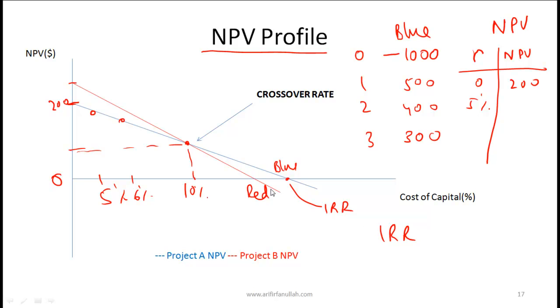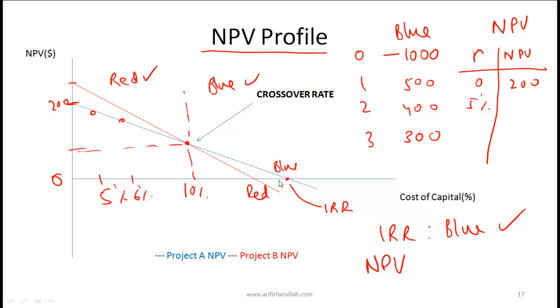Now the question that might also come up is which project is better. If you are doing purely an IRR analysis, then you would pick the blue project over the red project because the blue project has a higher IRR. So you would say that blue is better. But if you do an NPV analysis, then it depends, because if you use a rate of 6%, then the NPV of red is better. So to the left of the crossover point you would select red, and to the right of the crossover point the blue project looks better.